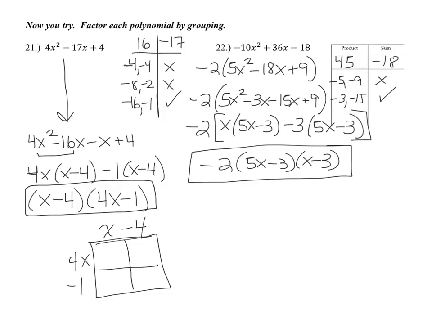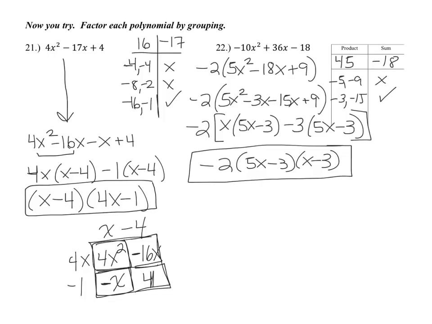And then I would multiply, right? Whatever goes in this first box is x times 4x, which is 4x squared. Whatever goes in this box is the negative 4 times the 4x, which is negative 16x. Whatever goes here is going to be the x times negative 1, which is negative x, and then whatever goes in this last box is going to be negative 4 times negative 1, which is positive 4, right?